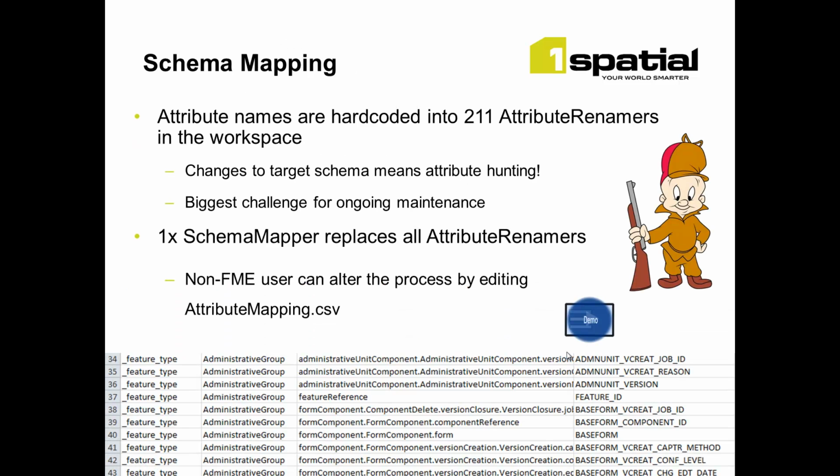Schema mapping, an involved topic, but another portion of that workspace was that a significant number of those transformers in the workflow, and I mean a significant amount, 211 attribute renamers were in that workspace. That actually meant that if the attribute structure of any of the incoming or outgoing data sets changed or needed to be changed, somebody would have to open up the workspace, search for the attribute that was in question, and manually change it. And that's just not a sustainable approach.